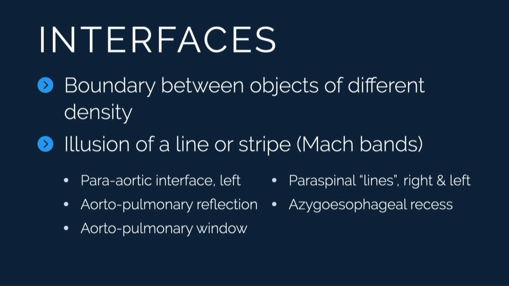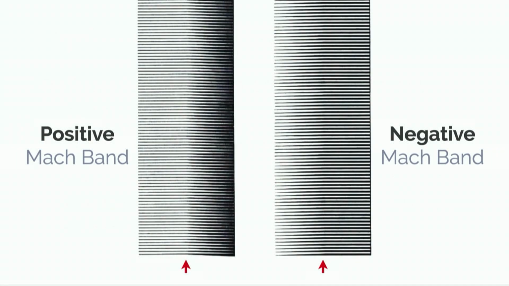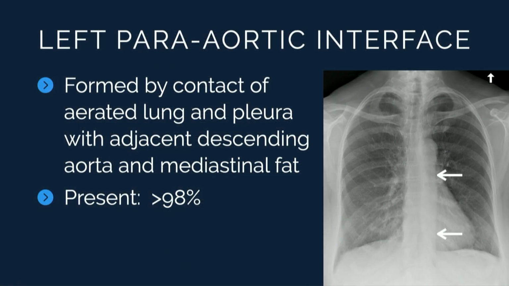And as I mentioned, depending upon the location or the density, you can have the illusion of a line or a stripe being formed. And so some common interfaces are the periaortic interface, the paraspinal interfaces, the AP reflection, the azygoesophageal recess, the AP window, etc. And we'll talk about some of these. Again, keep in mind positive versus negative Mach bands. So let's start with the left periaortic interface.